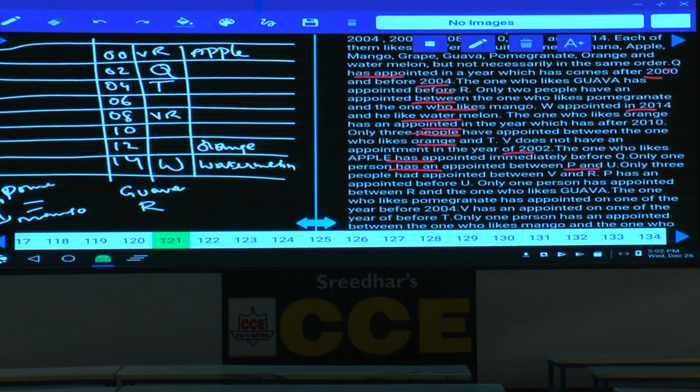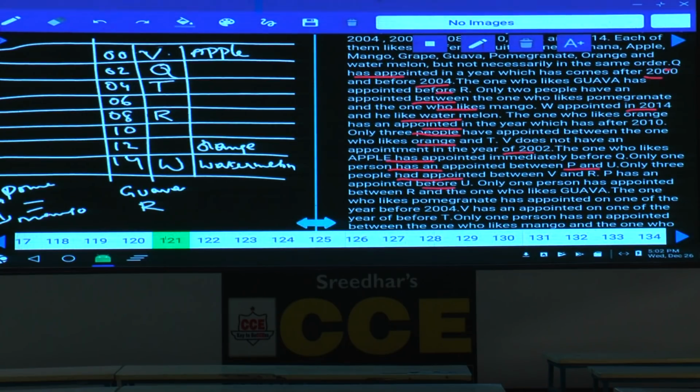orange and guava. Now, this guava is above this R, hence R cannot be in 2000. As R cannot be in 2000, R must be in the year 2008. R is 2008 and here who is the person here? V is the person here, V and R. Because this guava is above this one in any one of these 3 places. Either it could be 6, 7 or 8 could come immediate, as the word immediate is not given anywhere. Only 3 people are appointed between V and R.